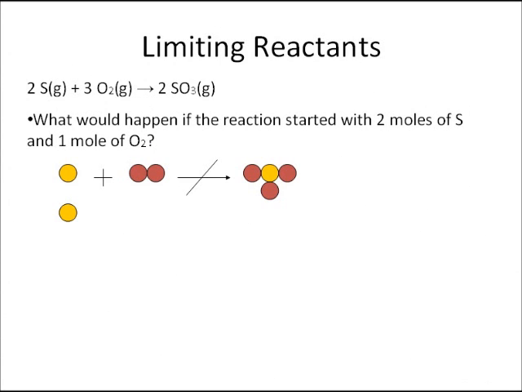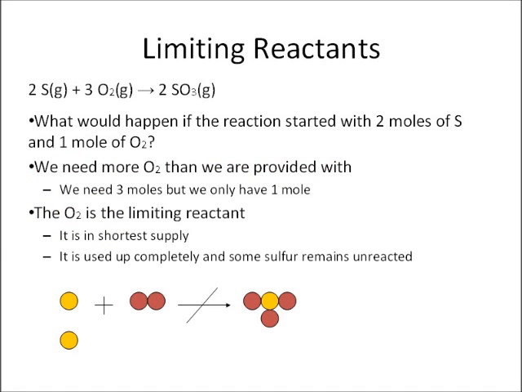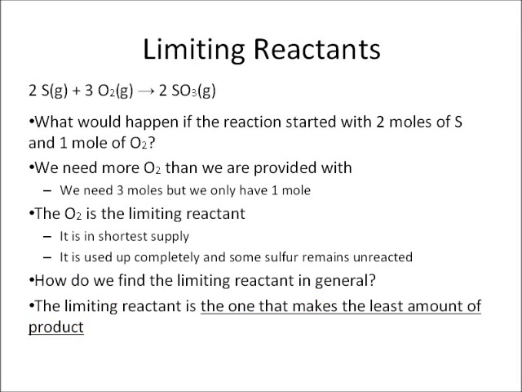In this example, you need 2 sulfur atoms for every 3 molecules of oxygen to make 2 molecules of sulfur trioxide. This picture shows that 2 plus 2 does not give us the ratio that we need to make 1 sulfur trioxide molecule. To find the limiting reactant in general, we look for which reactant makes the least amount of product.